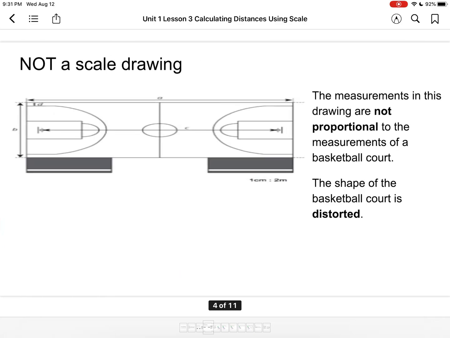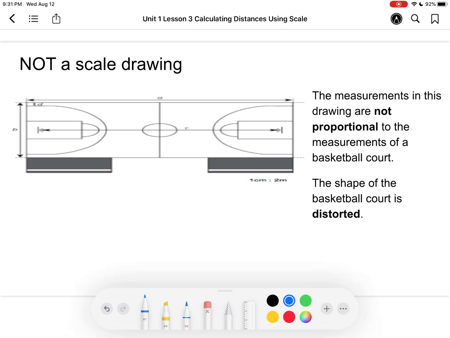So here's another drawing of a basketball court, and this is not a scale drawing. In this case, the basketball court has been lengthened but not widened to match. It's actually made narrower. It's kind of squished, and the shape of the basketball court is distorted. And that's a word I want you to note. The shape is distorted because the measurements in the drawing are not proportional.